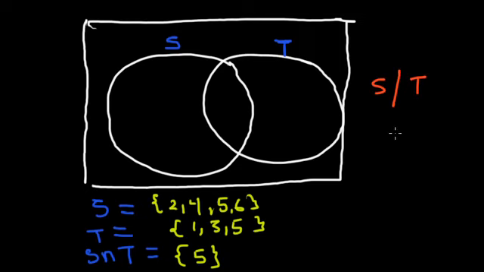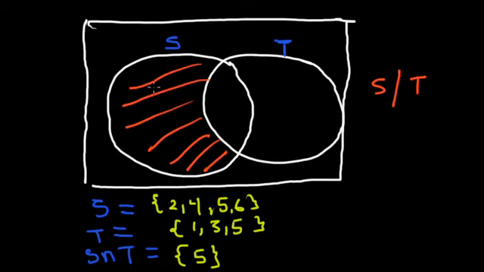Now, the difference of S and T refers to the part of a set which only belongs to the set S. So having this Venn diagram, we can denote this expression by shading this part of our Venn diagram. So this is the part which represents the set difference between S and T.